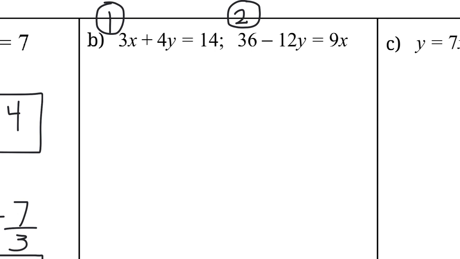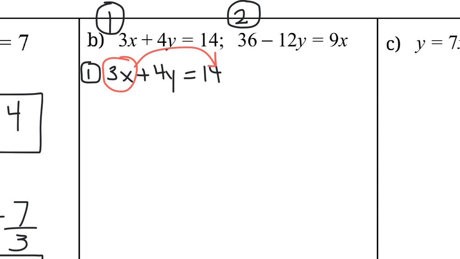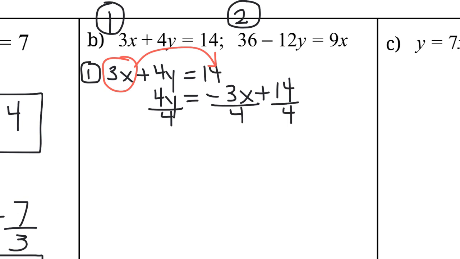So we're going to do the exact same thing that we did in the previous question. We need to rearrange them. So I'm going to recopy the first one, 3x plus 4y equals 14. Okay, so this 3x needs to move over. That's going to leave me with 4y equals negative 3x plus 14. There is a number in front of the y, which cannot be there, so we're going to divide everything in the equation by 4.